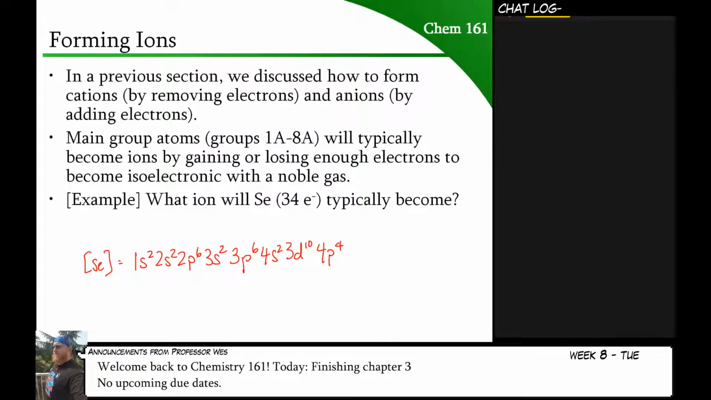And what I can do is, if I wanted to make this selenium +2, I could just remove 2 valence electrons. So the valence electrons would be these two. So I could do that. Or if I wanted to make it selenium minus, for example, I could just edit this however I want to, right? So instead of 4 here, like it was originally, this would become 5.